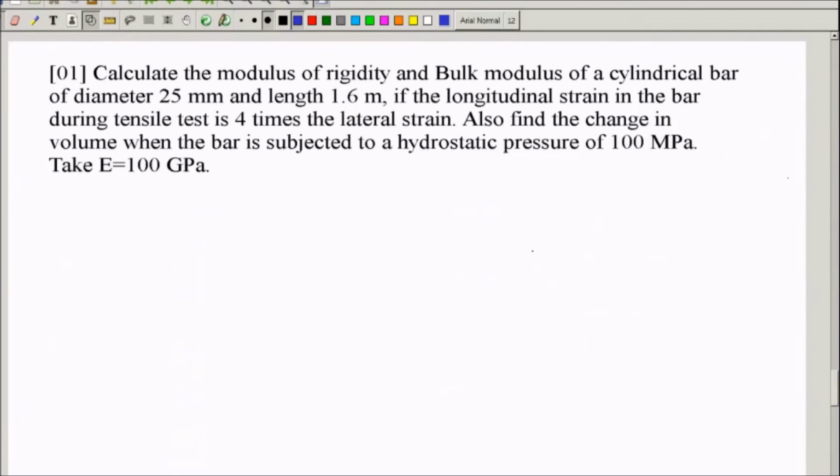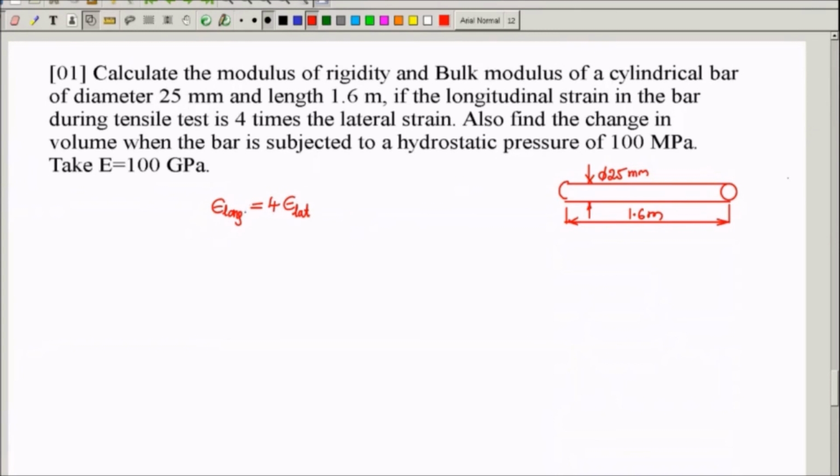It is a cylindrical bar. You can draw a sketch of this bar. Its diameter is given, length is given. Length is 1.6 meter and diameter is 25 mm. During tension test, longitudinal strain, epsilon longitudinal, is 4 times the lateral strain. This is actually giving you Poisson's ratio value. That means nu is equal to epsilon lateral divided by epsilon longitudinal, which is 1 over 4, or it is 0.25.